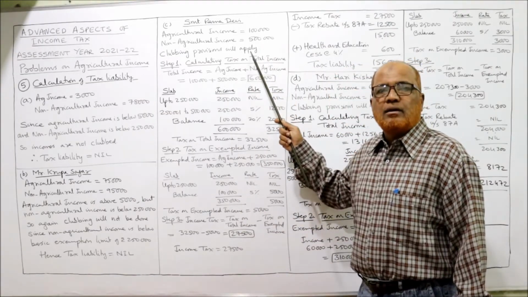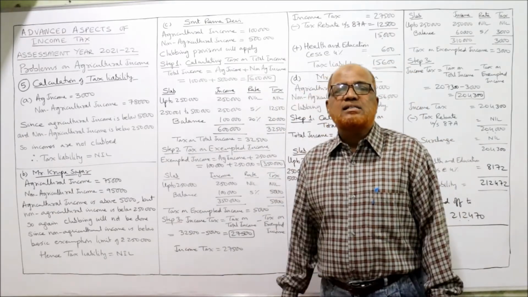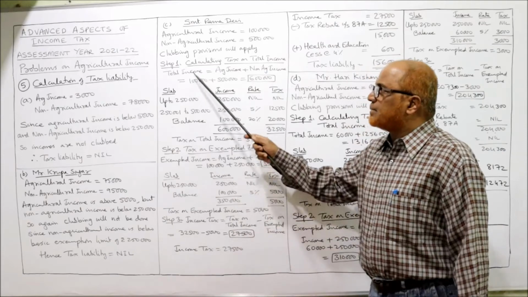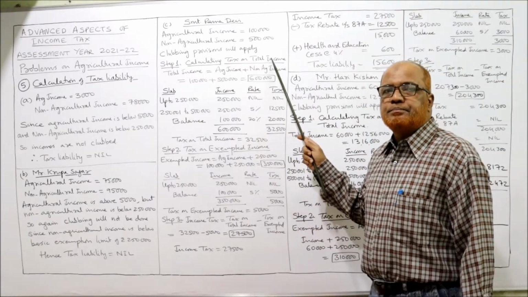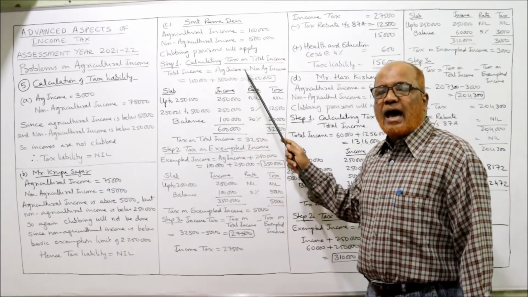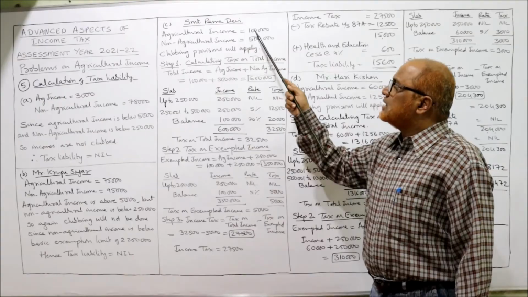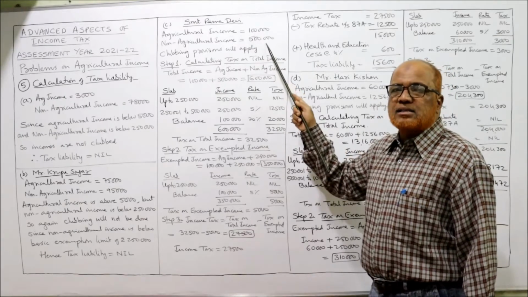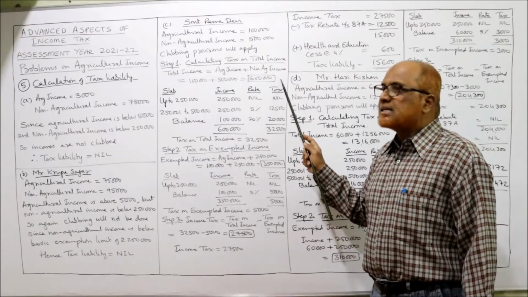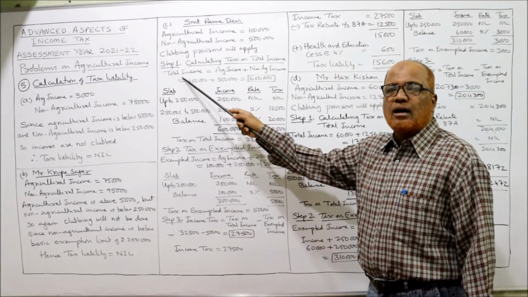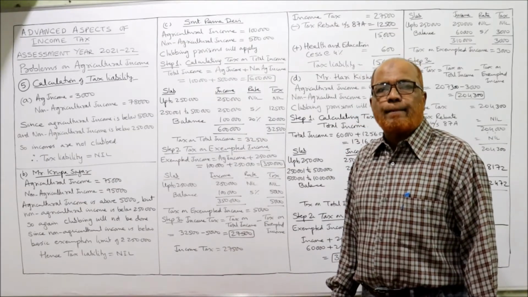So clubbing. When the clubbing provision applies, there are 3 steps to calculate the tax liability. The first step, calculating tax on total income. Total income is equal to agricultural income plus non-agricultural income. How much is the agricultural income? 1 lakh. Non-agricultural? 5 lakh. So 1 lakh plus 5 lakh, 6 lakh. 6 lakh rupees is called total income. Now we find out what is the tax on 6 lakh.